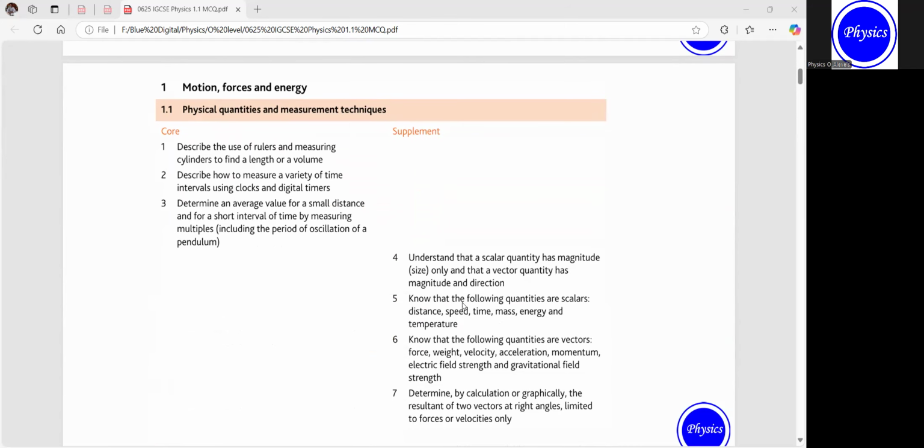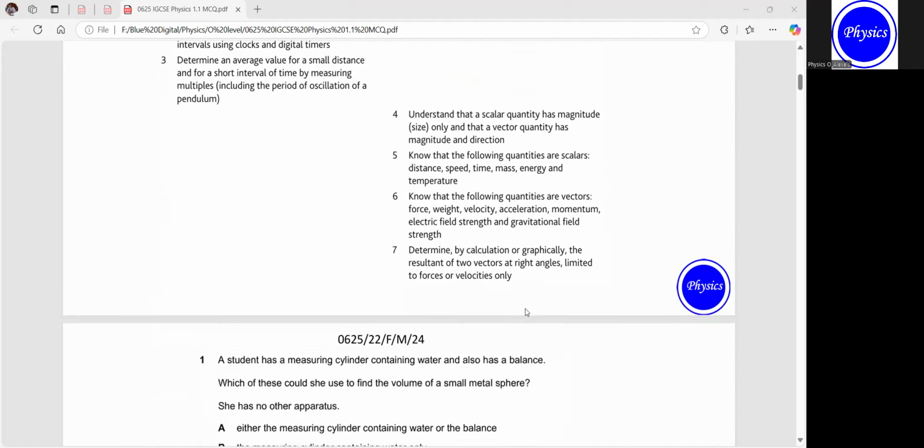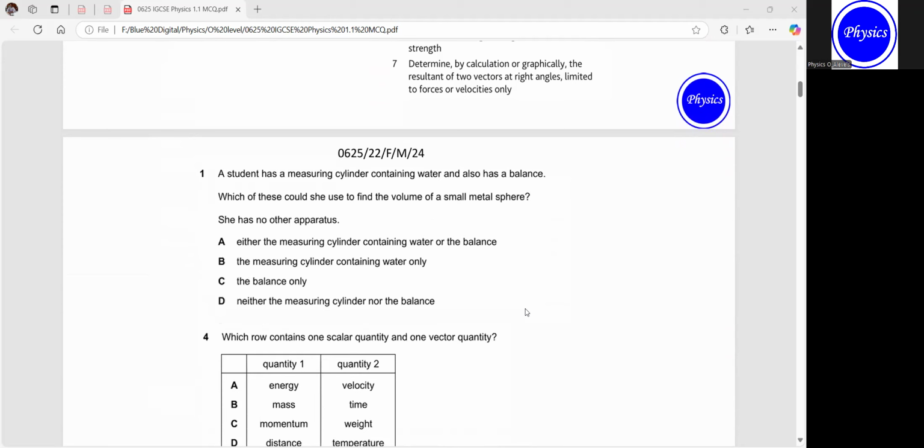What are the scalar quantities? What are the vector quantities? And the last one is calculation, either by calculation or by graphical method, of finding the resultant of two vectors which are given at right angles. Okay. So, question 1. In this video, we will be going through very few MCQ questions. I will also do the theory questions in the next video.